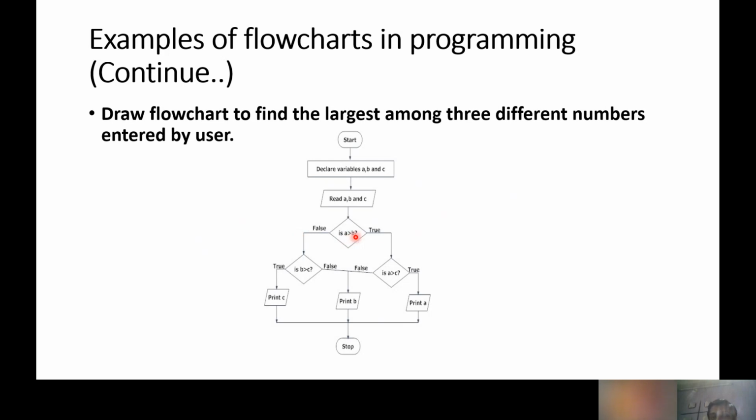If a is greater than b, then again check whether a is greater than c or not. If a is greater than c, that shows that a is the maximum out of these three. If a is less than c, in that case we can say that c is the maximum number.